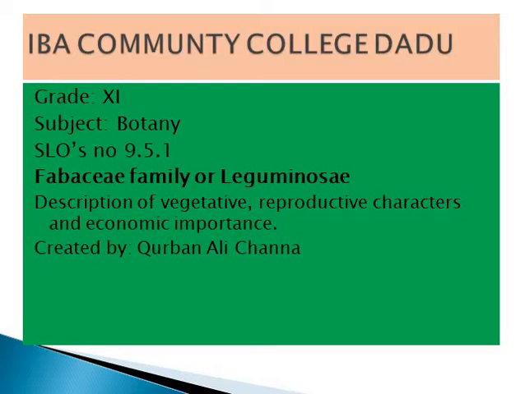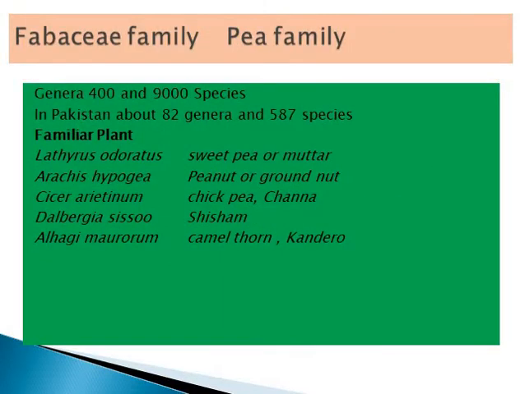Today we are going to discuss the Fabaceae family, and we have to describe its vegetative and reproductive characters along with their economic importance. Here is the distribution of Fabaceae plants. There are about 400 genera and 9,000 species worldwide, and in Pakistan about 82 genera and 587 species have been reported. A few familiar plants, as we know, are sweet pea, mutton, peanut, groundnut, chickpea, shisham, camel thorn, and others.